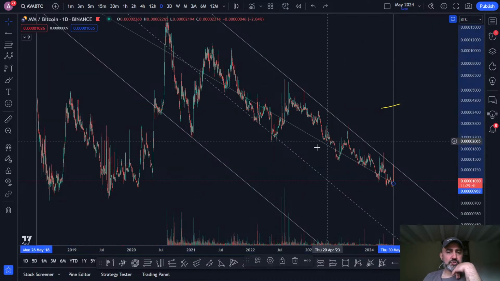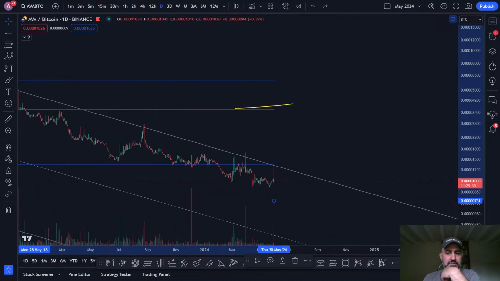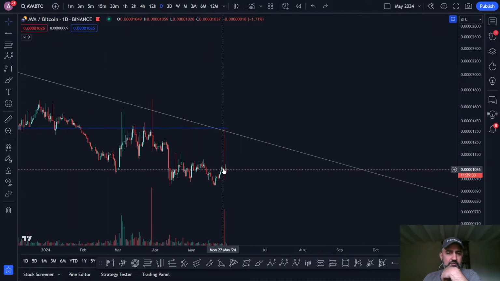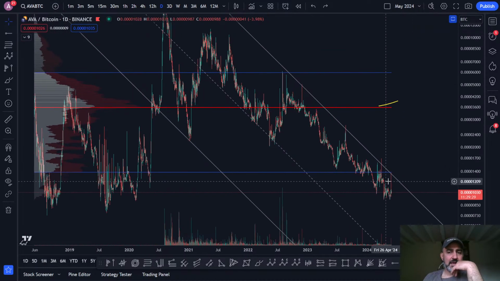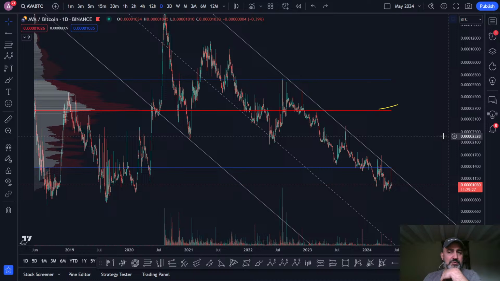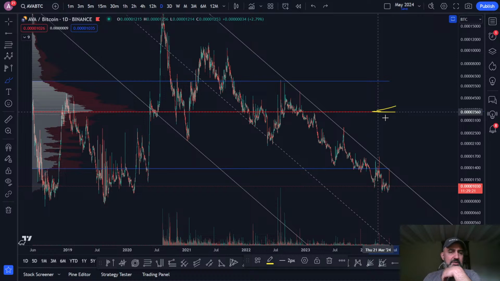Well, look, Ava is struggling to get back into the value area. See that? Getting a rejection. Yeah, the rejection from the value area. Probably will get back in. I think Ava's bottoming out here, to be honest with you. And Ava also has strong resistance here at the point of control.